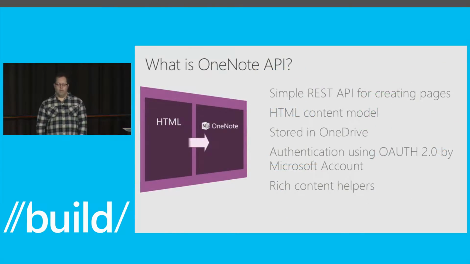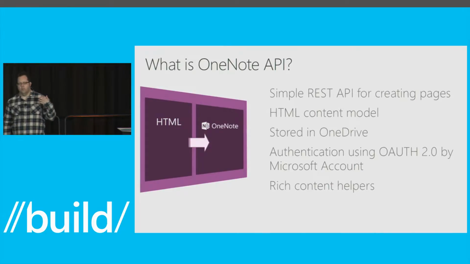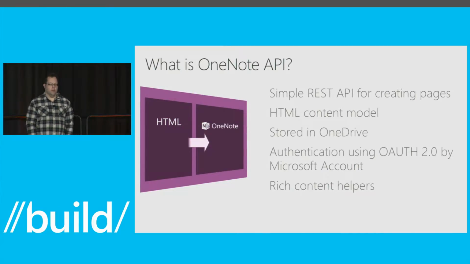So what is the OneNote API? Well, it's a very simple REST API for creating pages. Page is the key abstraction in OneNote. Has everybody here actually used OneNote? I'm guessing you wouldn't be in the room if you hadn't. Yeah, okay, good. So page is the key abstraction in OneNote. Right now, the API allows you to create pages.